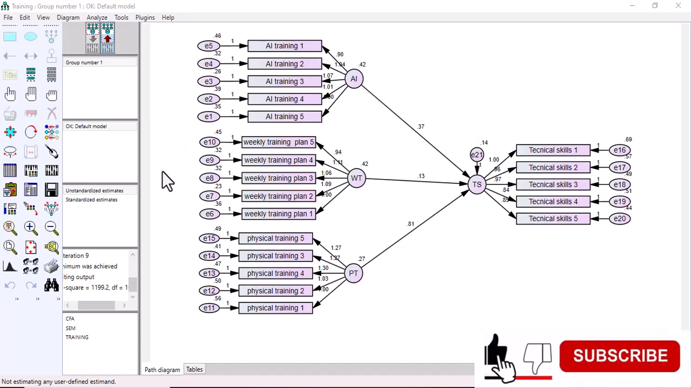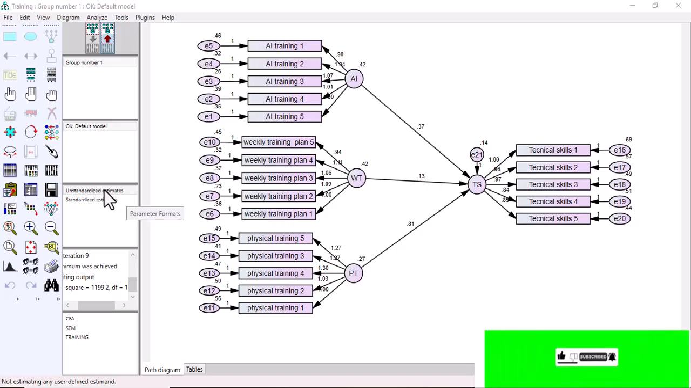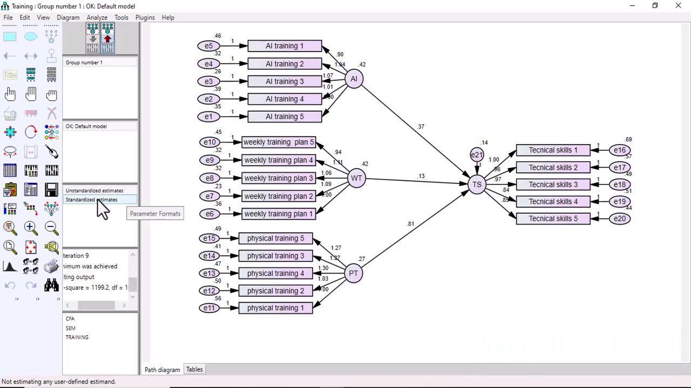As we said in the previous video, we have two types of results: the unstandardized results and the standardized results. You can toggle between the two. If you click on the standardized results, you can see there are some changes. We are going to see how we explain and interpret these results.